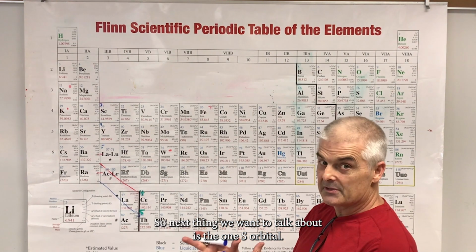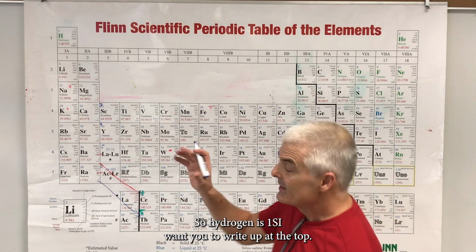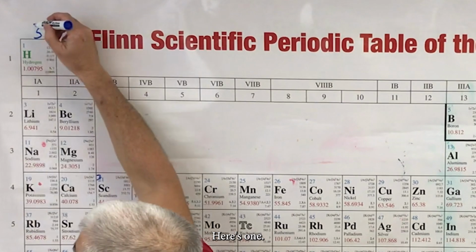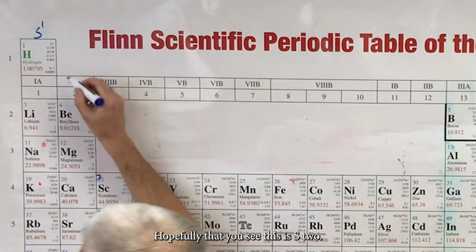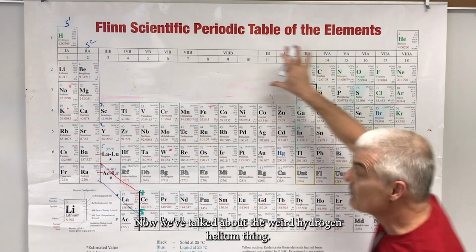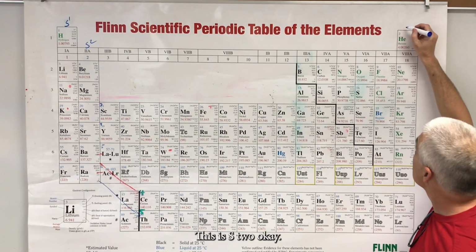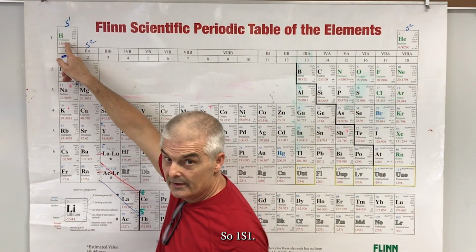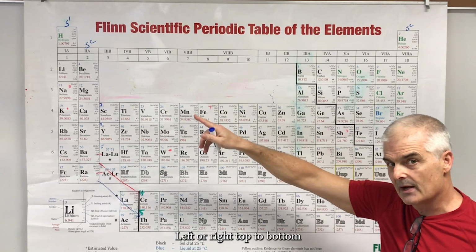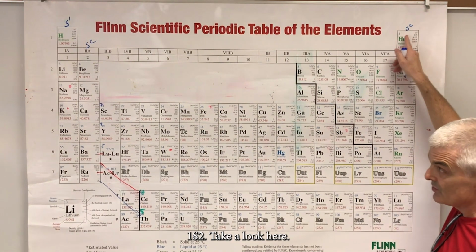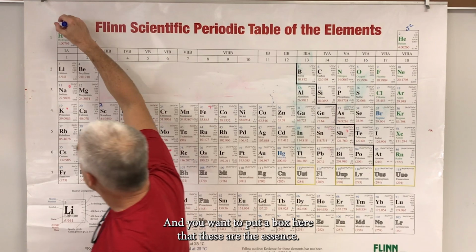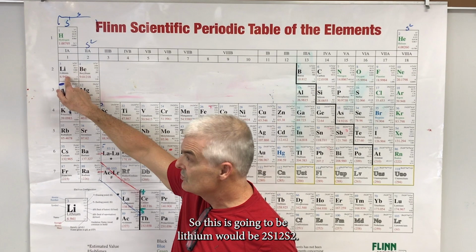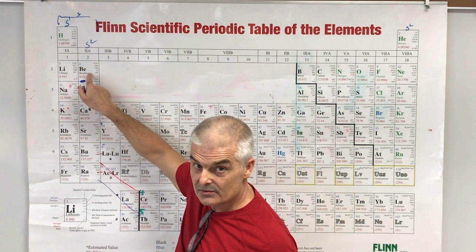All right, so the next thing we want to talk about is the 1s orbital. Hydrogen is 1s. I want you to write up at the top here, S1. This is S2. Now we've got a little trick. Remember we've talked about the weird hydrogen helium thing. So 1s1, 1s2. We read the table like a book, left to right, top to bottom. Take a look here. You want to put a box here, that these are the S's. So lithium would be 2s1, 2s2.